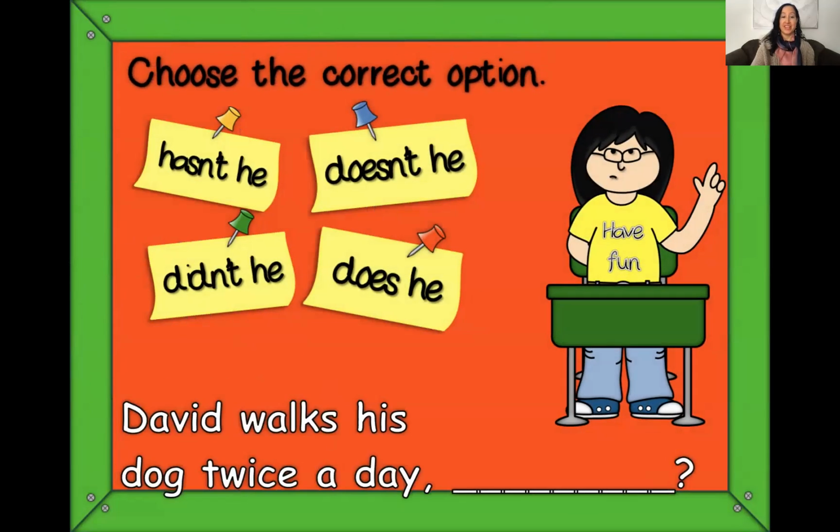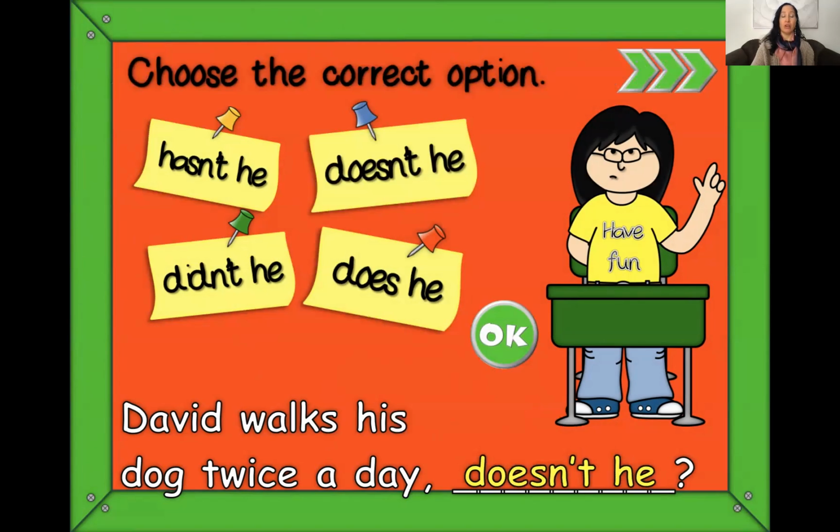Choose the correct option here. David walks his dog twice a day. Wait, didn't we go over this one? Nope. Look at your verb. Which one is it? Doesn't he? Okay, walks is your verb. So it's not the same auxiliary or modal, so we use the word do. Remember?